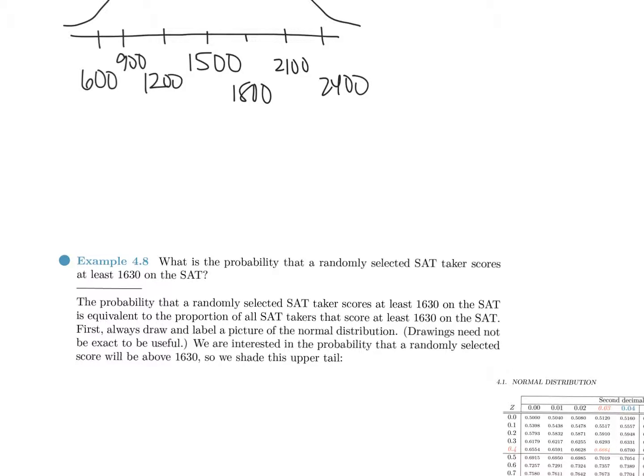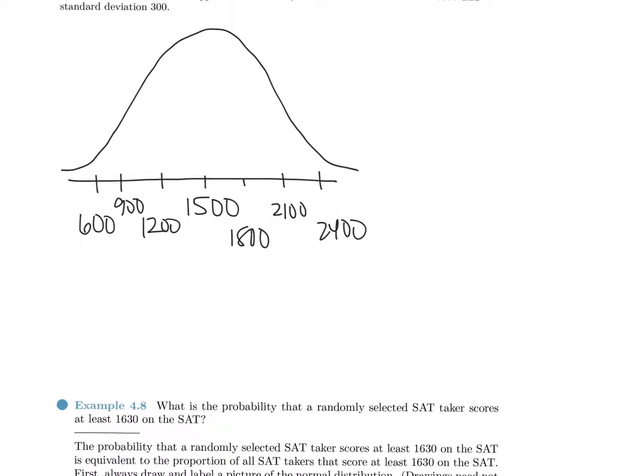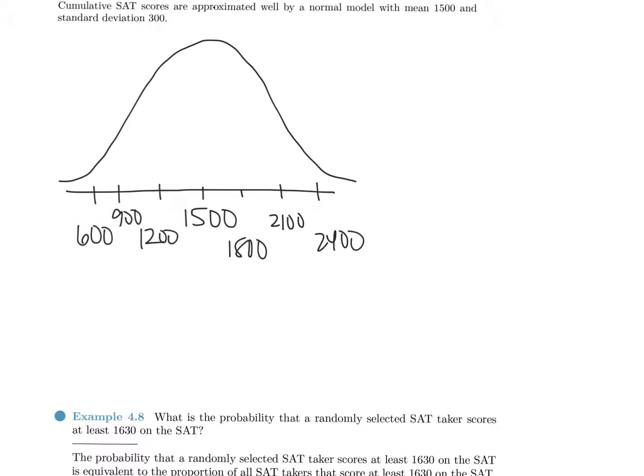What's the probability that a randomly selected SAT taker scores at least 1630 on the ACT? I'm going to go back up to my picture, and I'm reading that from down here. We're at least 1630 on the ACT. This is kind of the next example. So 1630 would be somewhere in here.